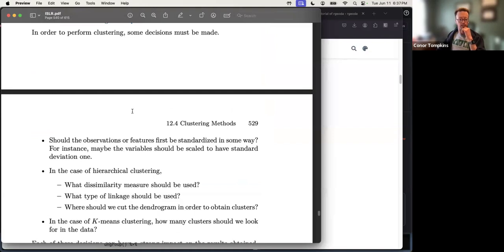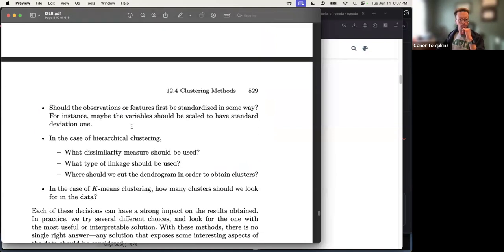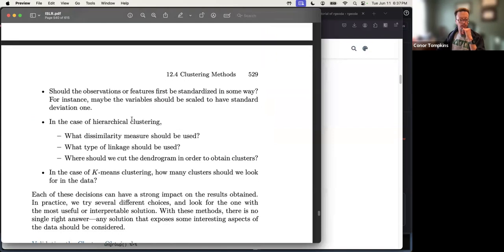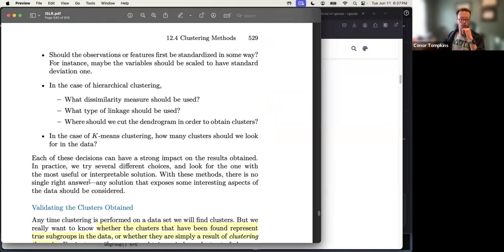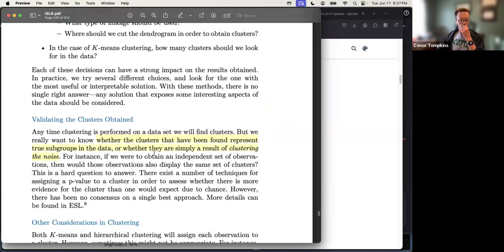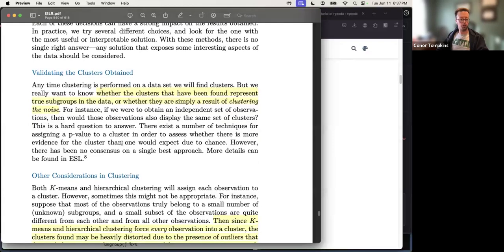So they go through some of the decisions that you need to make in the process. There's no right answer, but it's more about finding interesting patterns in the data. Interesting question of whether the clustering actually finds signal, or are you just clustering on the noise? You can do a holdout set and see if the algorithm behaves similarly on those. But it seems like there's no best practice approach.